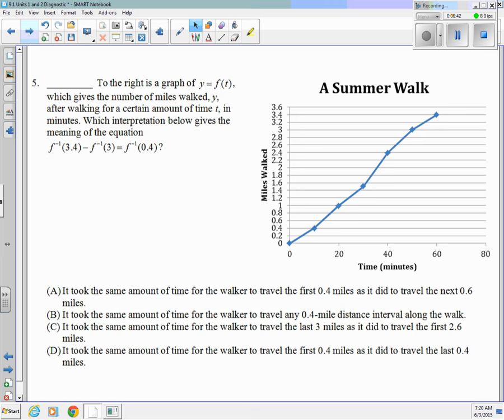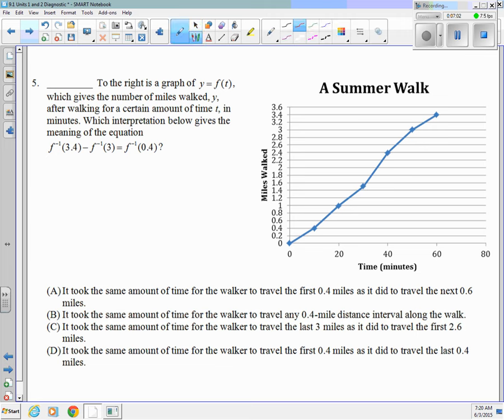So number 5 was a multiple choice question off of one of your tests this year. It says, to the right is a graph of y equals f of t, which gives the number of miles walked y after walking for a certain amount of t in minutes. It says, which interpretation below gives the meaning of the equation f inverse of 3.4 minus f inverse of 3 equals f inverse of 0.4?